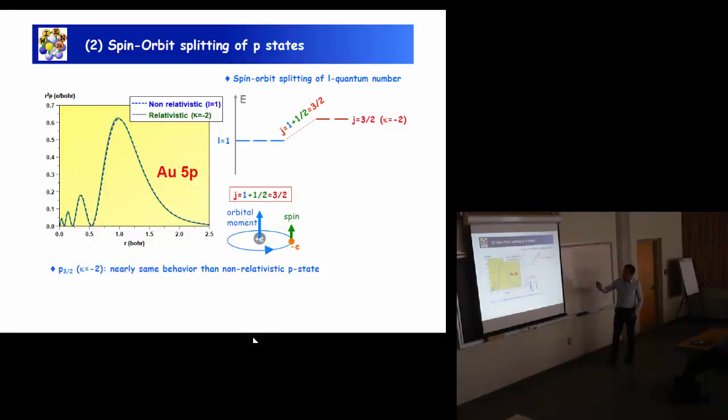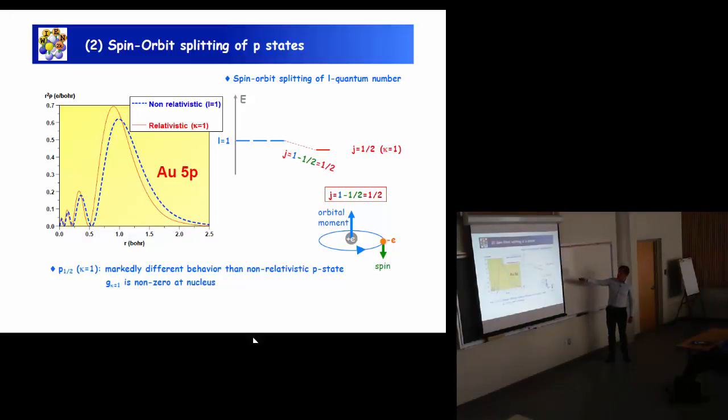Let's do relativistic calculation for kappa equal minus 2, which for a chemist would be J equals 3.5. So in this case, you see that nearly nothing happened. The non-relativistic function and the relativistic function are exactly the same. So no modification. This J 3.5 corresponds to the coupling between orbital moment and spin moment, which are in the same direction. If now you do J equal 1.5, so kappa equal 1, you see that you have a very strong effect. So the relativistic effect for kappa equal 1 is really important compared to kappa equal minus 2. And in this case, you have opposite direction for the moments.